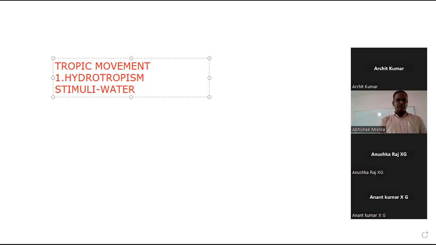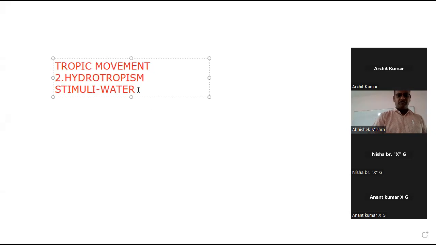Yes, sir. Nisha, you tell me, as Anushka said that root will be positive hydrotropic and stem will be negative hydrotropic. Why did she say this? Root will be positive because its growth is towards the stimulus. Very good. Correct. Stem will be negative because it's growing away. Very good. Correct, Nisha.